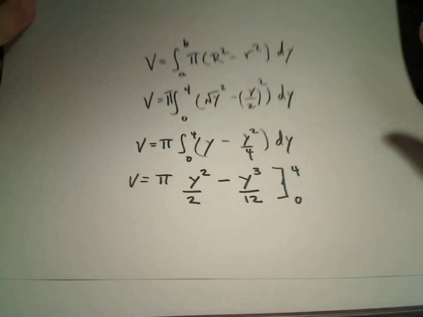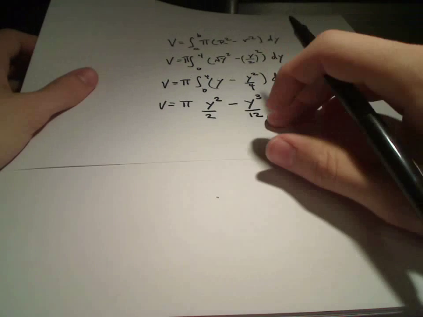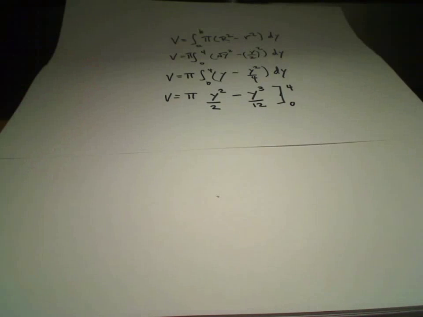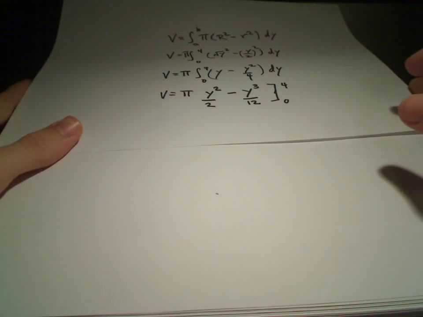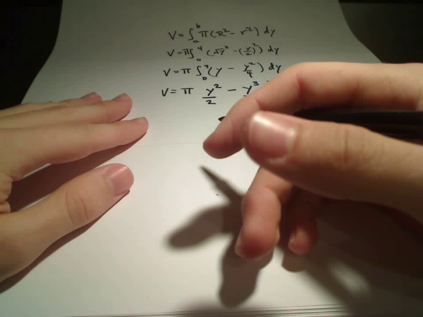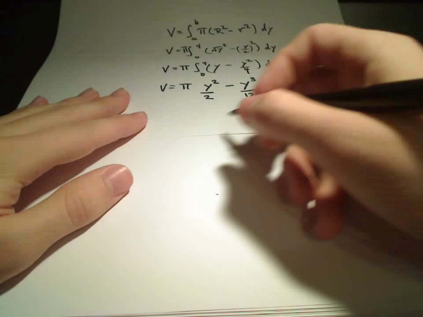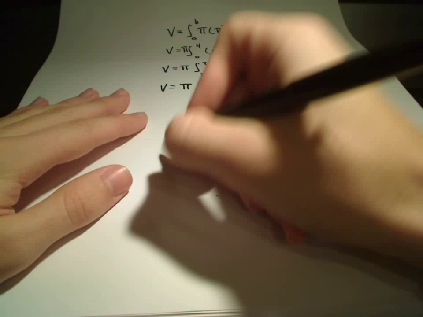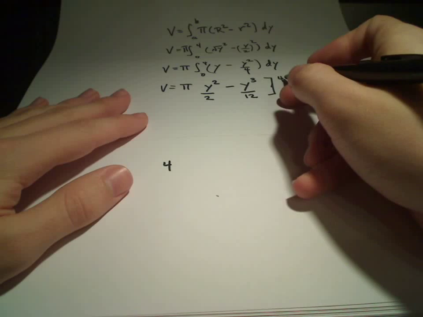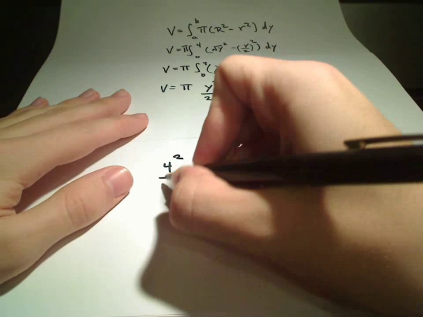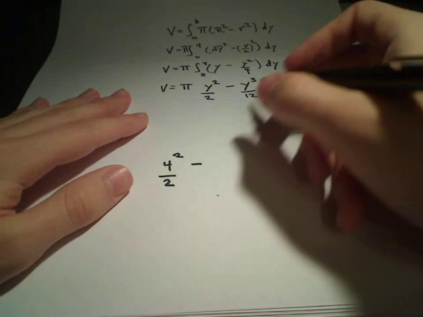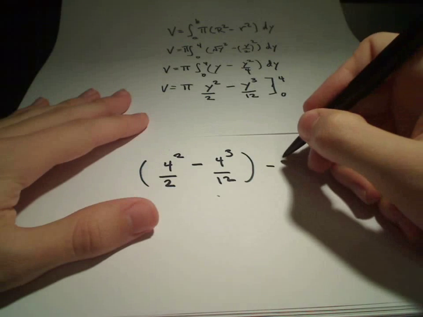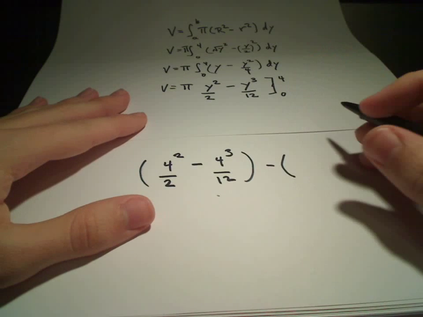Okay. Well, let's keep going. Just keep the train of thought going. You have to know how to do definite integrals in order to do this. So if you don't know how to do them, go back and figure that out before you try and go any further. But if not, the rest is fairly simple. Do 4, plugging in the upper limit, squared over 2, minus 4 cubed over 12. And then we're going to be subtracting from that the lower limit, 0.